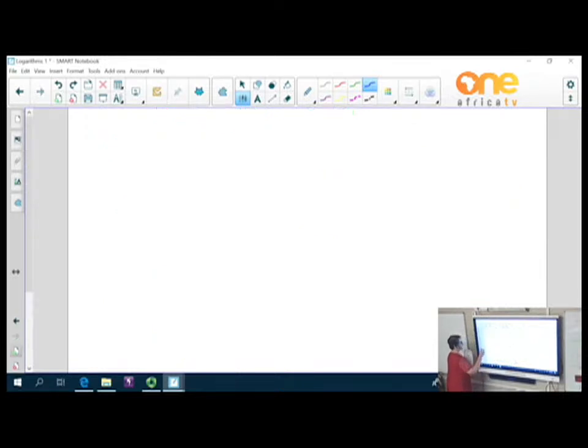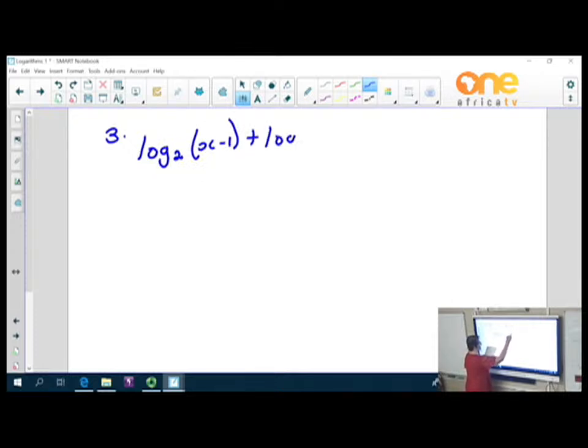A very important exercise is now number 3 on page 63, solve for x. And this is what they're going to ask in the exam. So the first one is log base 2 of x minus 1 plus log base 2 of x, and there's a mistake in the book, it should be plus 2 there, is equal to 2. Otherwise, it doesn't want to solve.